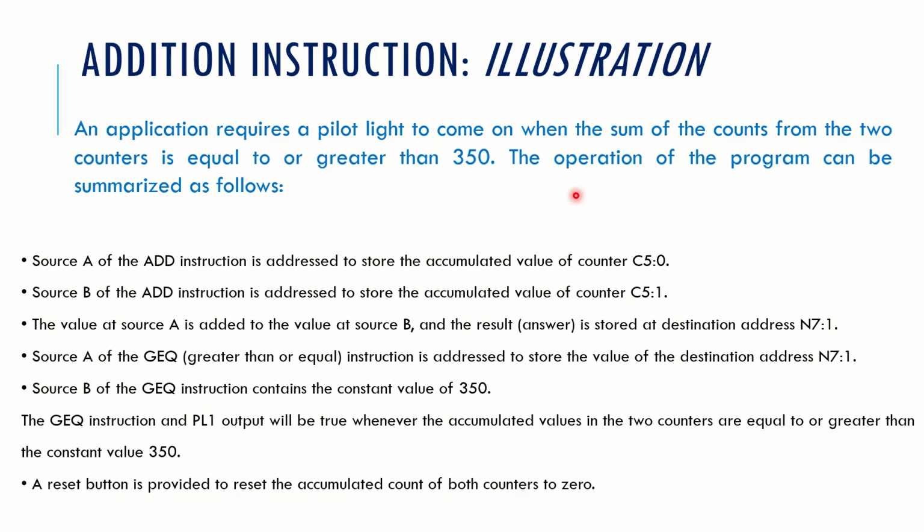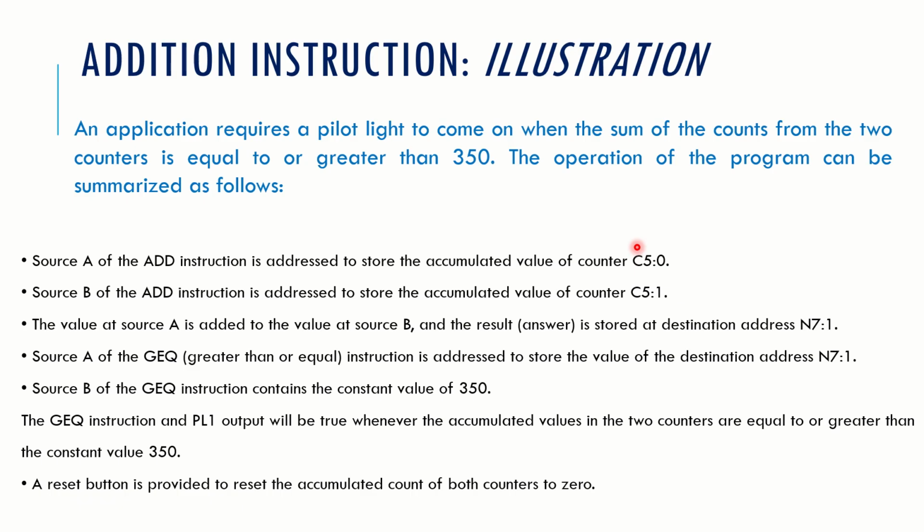Now you can see that the accumulated value of counter C5:0 has to be stored somewhere, but the accumulator is the place where the data is already stored. So why take another bit of data? Why make the PLC more busy, or why waste the memory? Because the accumulator of the counter has its own address where data can be easily stored.